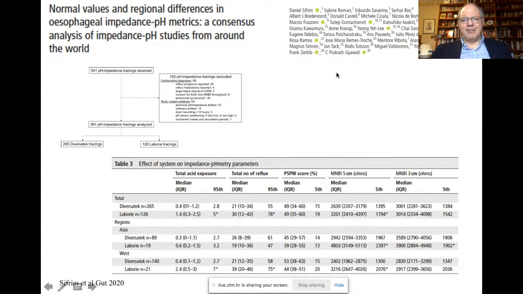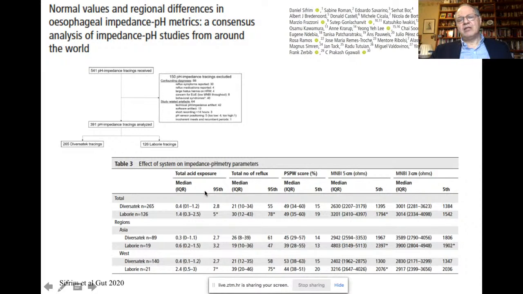Furthermore, we identified now, after very heavy work, collecting all the impedance pH metry tracings from healthy asymptomatic subjects in the world. Look, these are all the collaborators in this study. And we look at what is really normal in impedance pH metry: what is normal in terms of acid exposure, number of reflux, PSPW score, baseline impedance.